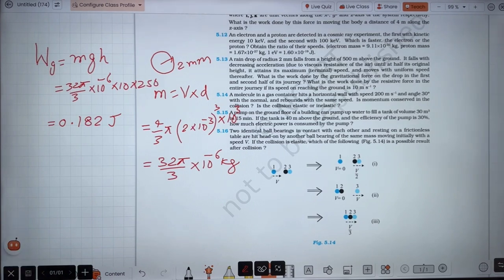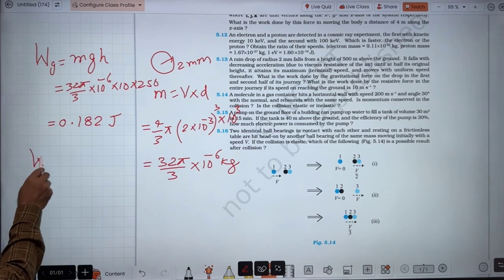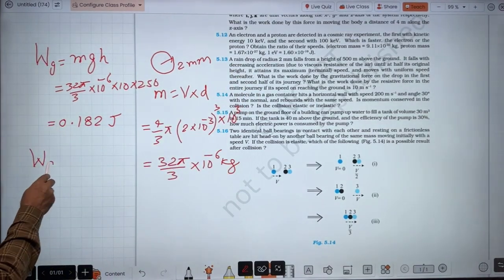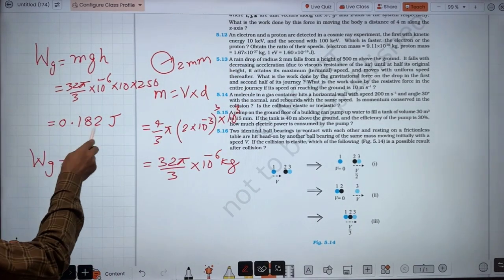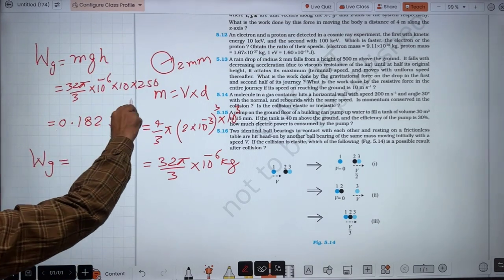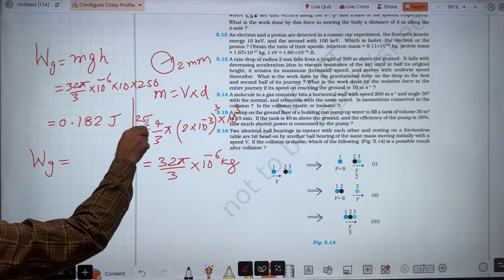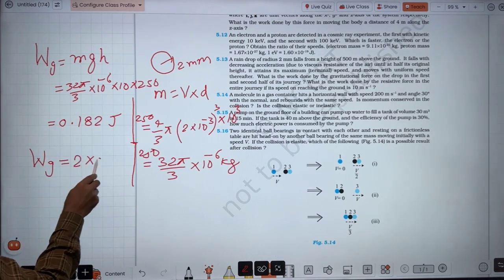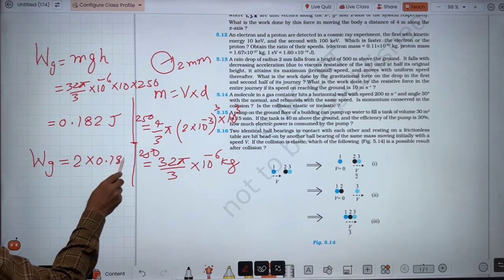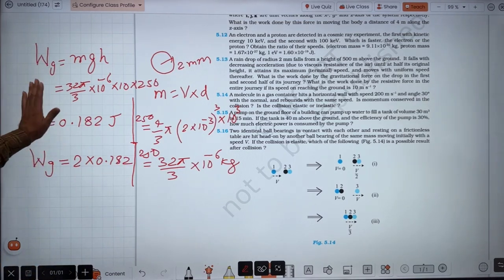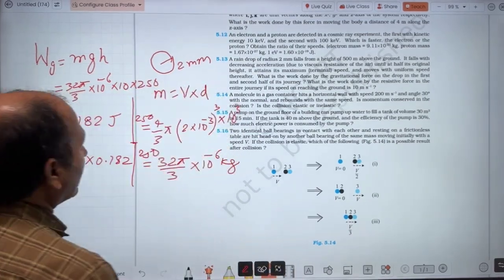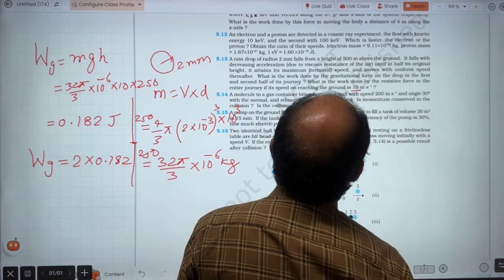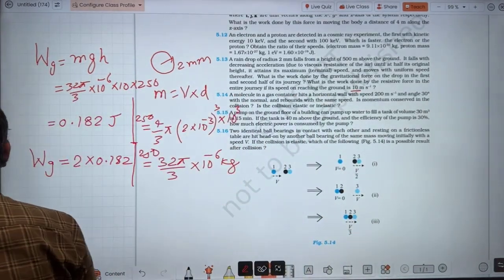Okay. So suppose work done against gravity, or work done by gravitational force here, not against gravity, for the entire journey. If we find that, it will be double of this, because we have calculated it for 250 meter. Now for the next 250, we can just double it: 0.182. So this is work done by gravitational force. Now here the object has velocity 10 meter per second when it reaches the ground.